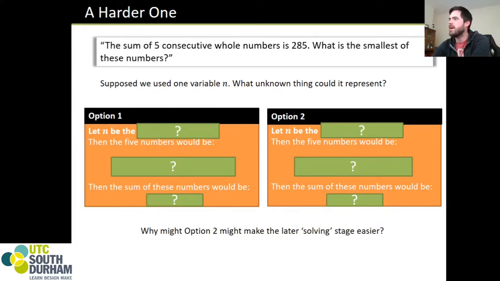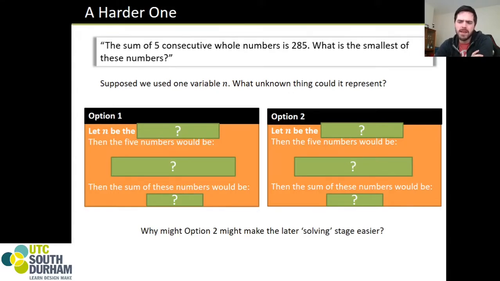The sum of 5 consecutive whole numbers is 285. First off, consecutive means one right after the other. So 2, 3 and 4 are consecutive numbers. 17, 18 and 19 are 3 consecutive numbers. 8, 10 and 12 are consecutive even numbers. They are next to each other. So let's just pull back to this. The sum of the 5 consecutive whole numbers is 285. The smallest of these numbers is what?